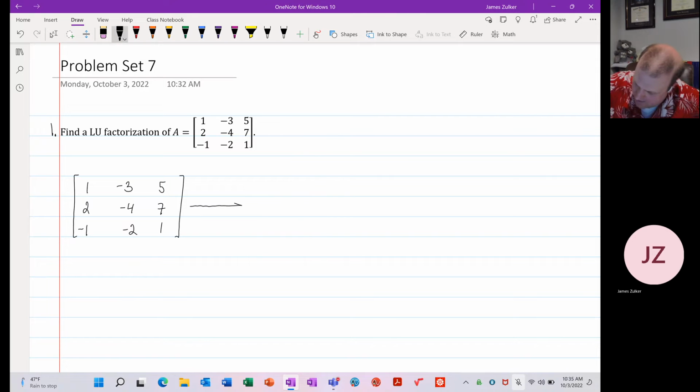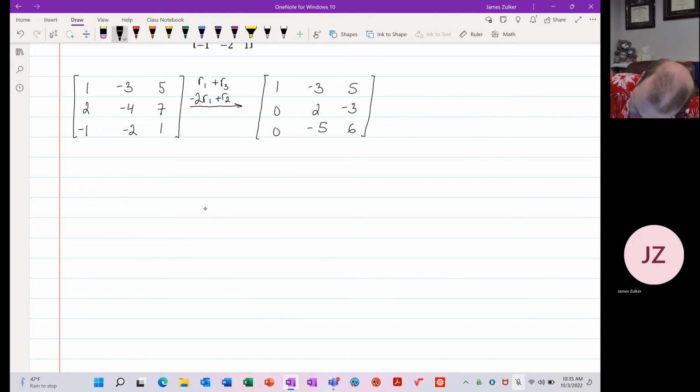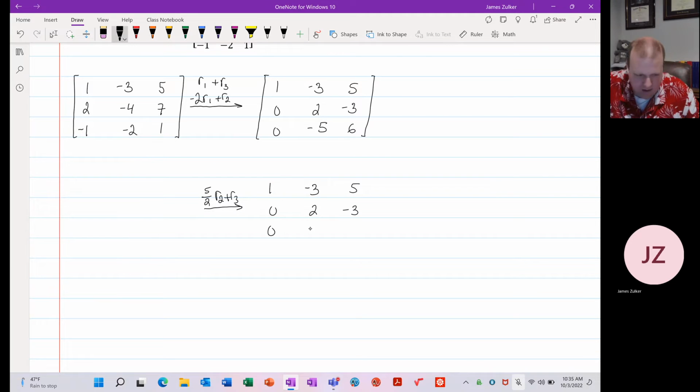So let's start by getting zeros under the 1,1 entry. -2 row 1 plus row 2, right? And then row 1 plus row 3. Right? Because the idea is we want to make this into an upper triangular matrix. Well, now what we want to do is make the entry below 2,2 zero, and that is done as 5/2 row 2 plus row 3. We now have an upper triangular matrix, so we say, okay, there is our U.